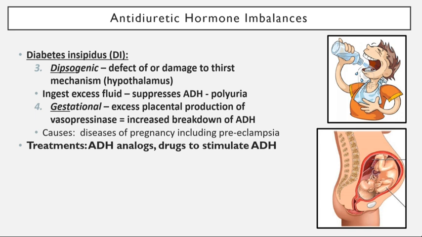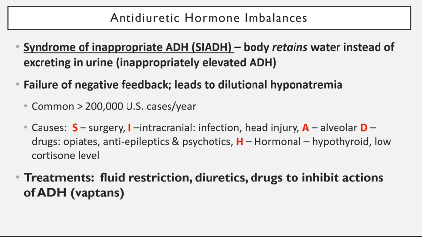There's also gestational versions of this because the placenta produces this enzyme called vasopressinase that destroys the vasopressin. And so you just got to treat with ADH analogs. But obviously, that's not going to work with this gestational because, if you administer ADH analogs with this, the vasopressinase is just going to kill it still. So there's other ways around that.